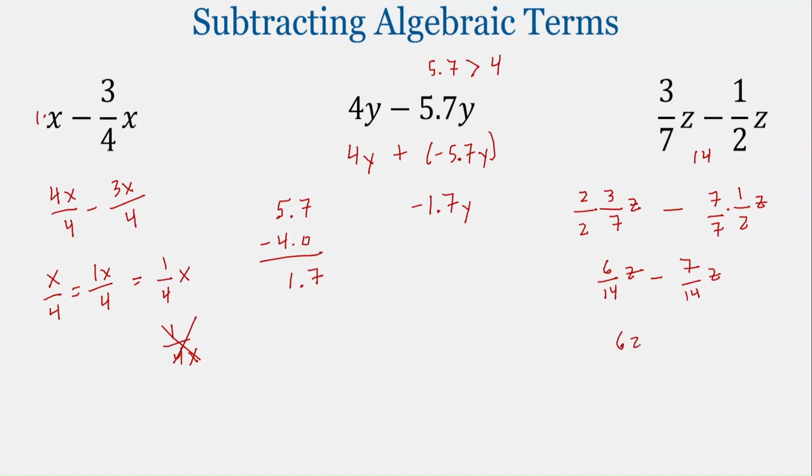So we now have 6z all over 14 minus 7z all over 14. So once again with subtraction, we're going to take the difference of the two absolute values and keep the sign of the bigger one. So 7 is bigger than 6. So we'll end up with negative z all over 14.